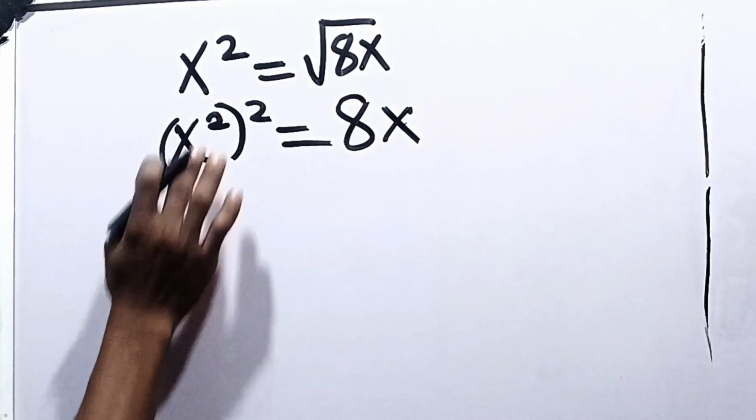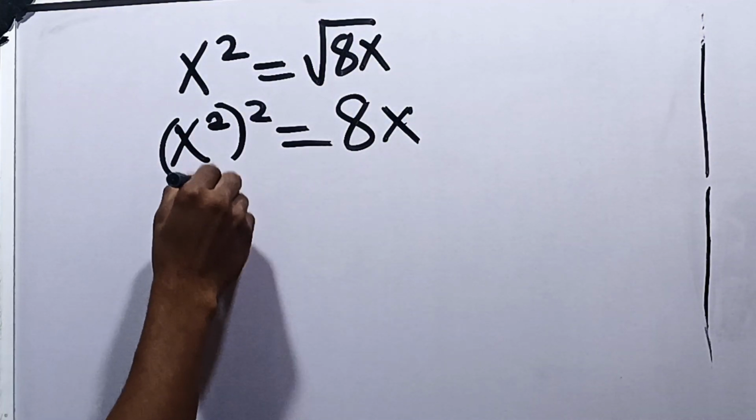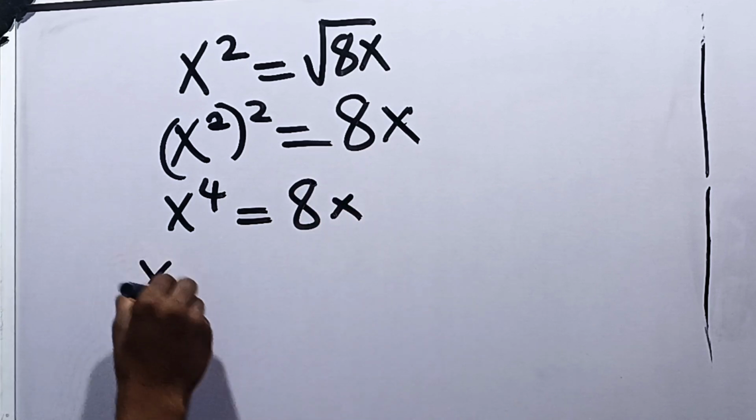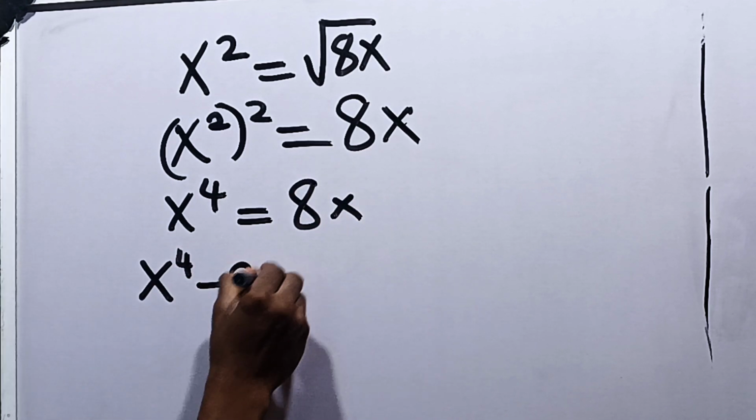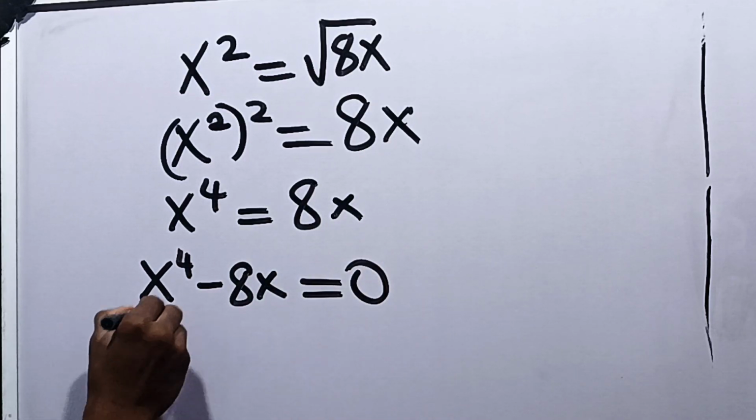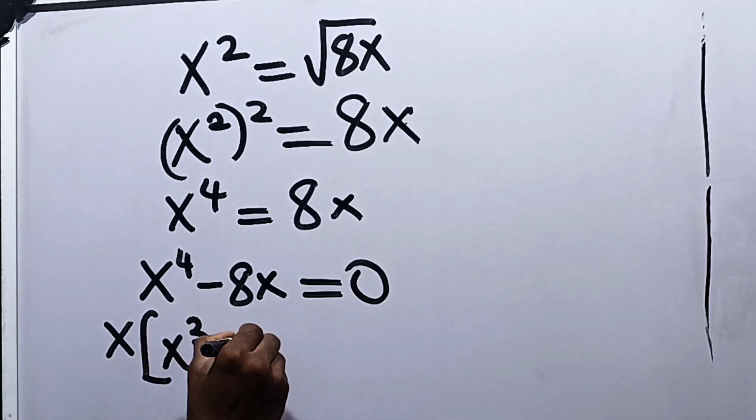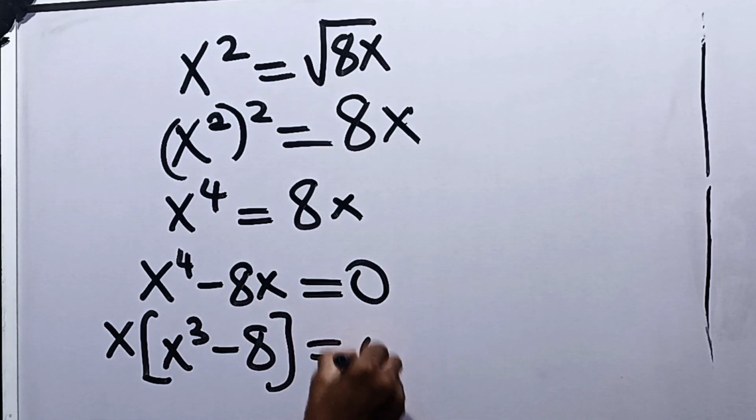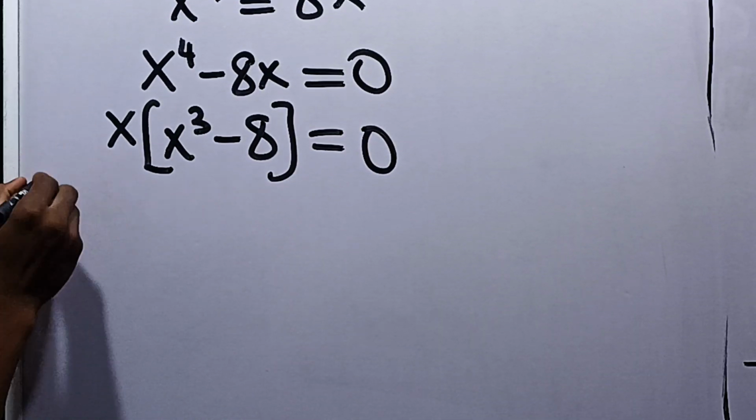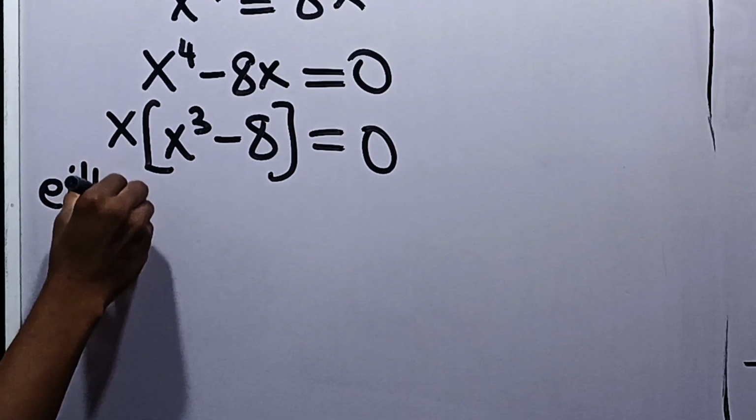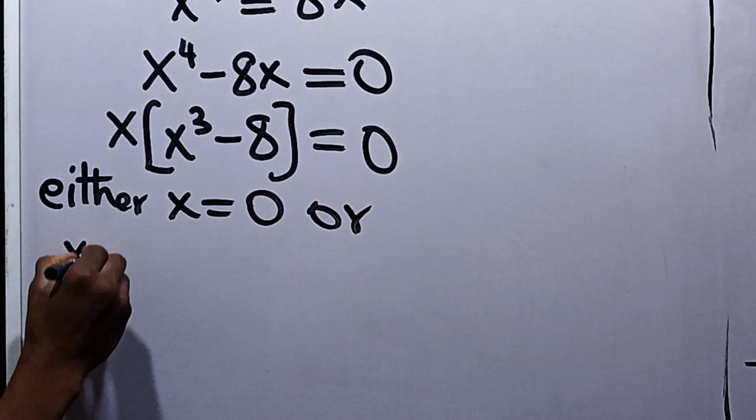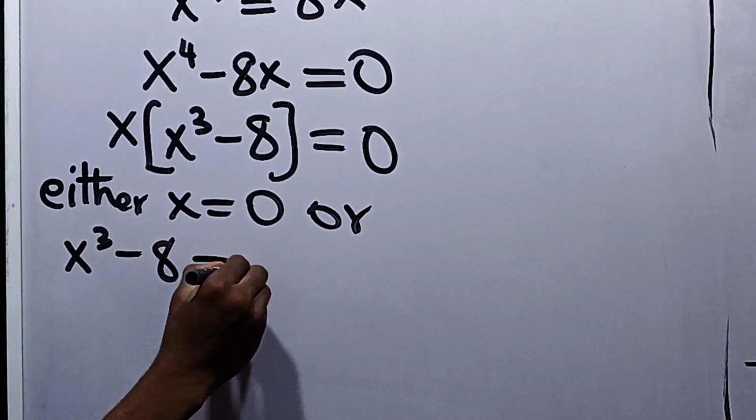Now x squared all squared is written as x raised to the power of 4, equal to 8x. From here we can say that x raised to the power of 4 minus 8x is equal to 0. Let's now factor out x. So we have x into x cubed minus 8 equal to 0. Now we have that the product of two terms is equal to 0. When the product of two terms is equal to 0, it's either the first one is equal to 0 or the second one is equal to 0. So it's either x is equal to 0 or x cubed minus 8 is equal to 0.